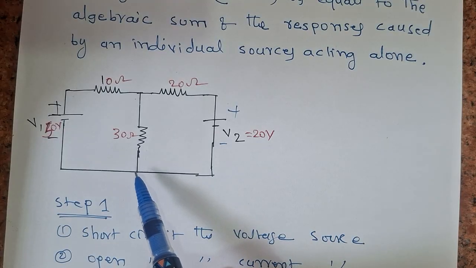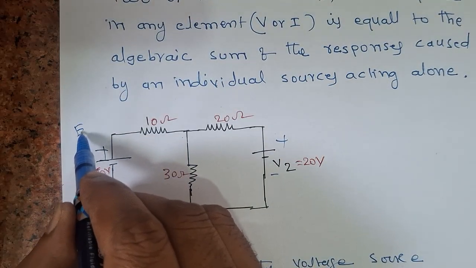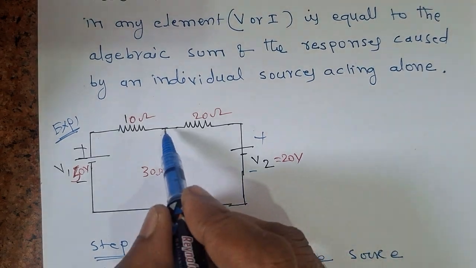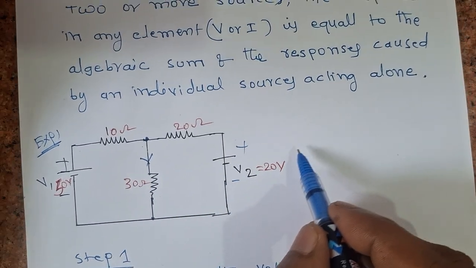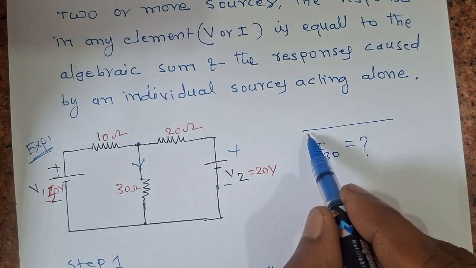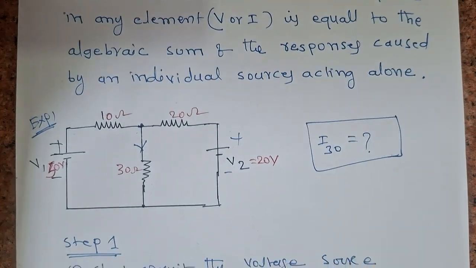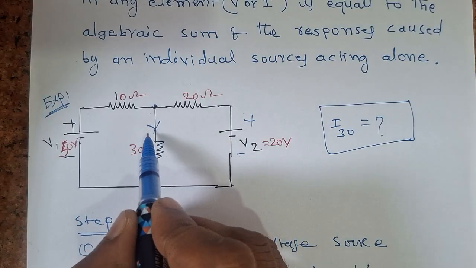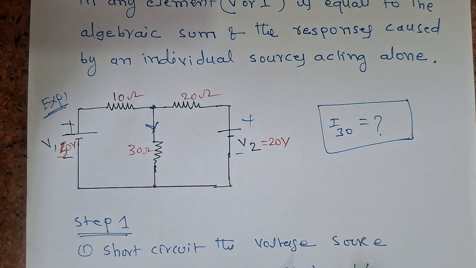For this circuit diagram, take one example. The question is: how much current is flowing through the 30 ohm resistance? That is, I30 is equal to how much? This is the current. Now you have to apply this statement to this circuit and find I30. Here we are asked how much current flows through the 30 ohm resistance when the two voltage sources are connected. So this is the circuit.